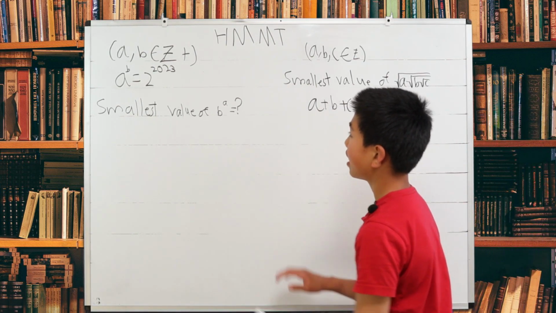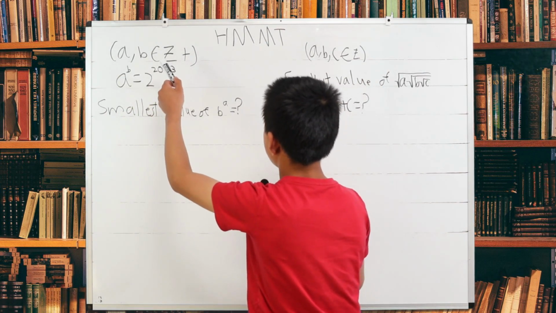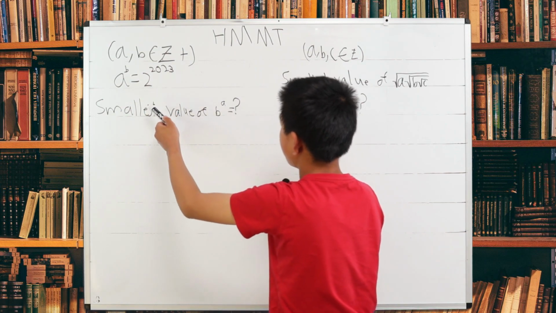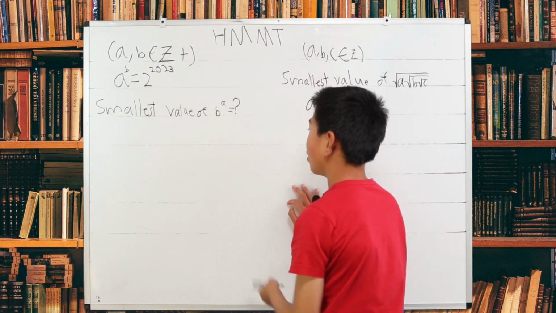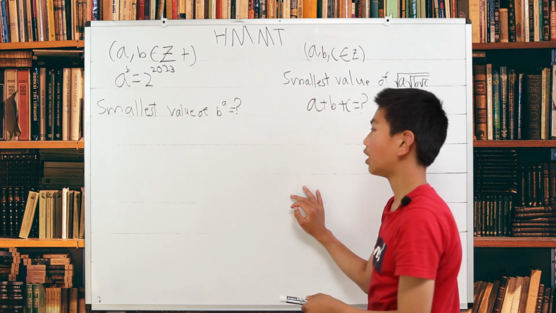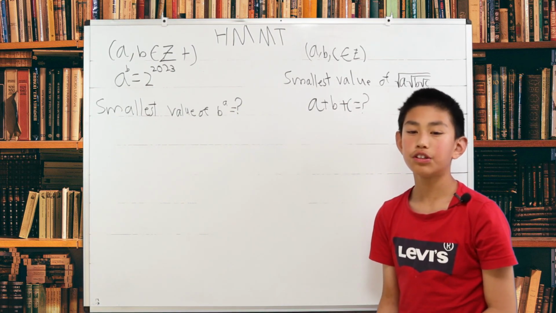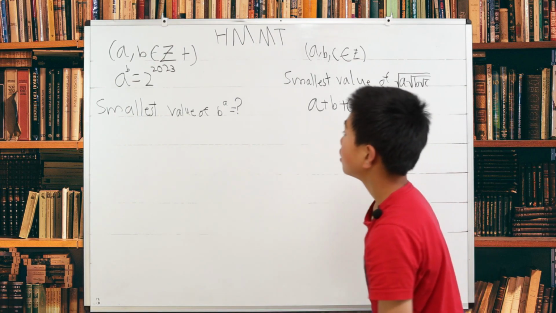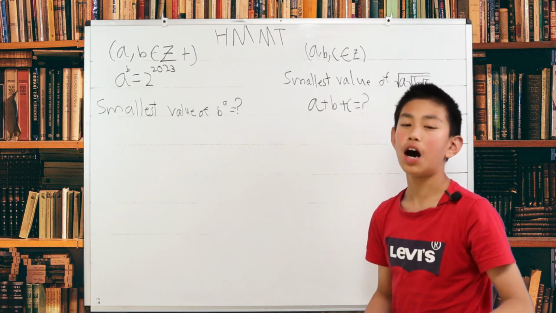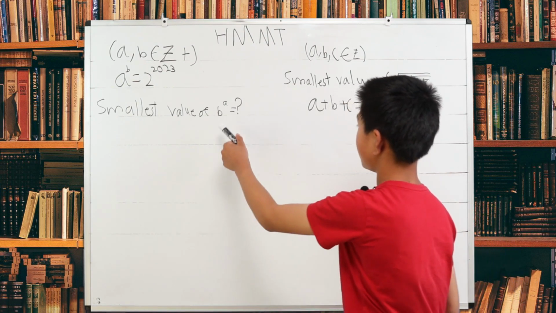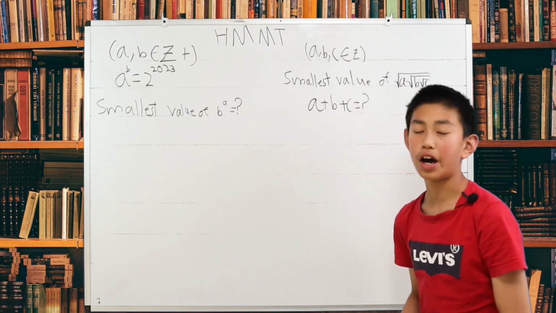We are given that a and b are positive integers. a to the power of b is 2 to the power of 23, and we want to find what the smallest possible value of b to the power of a is. The first thing to notice is that the smallest possible positive integer value is 1. So we have to make b to the power of a equal to 1.